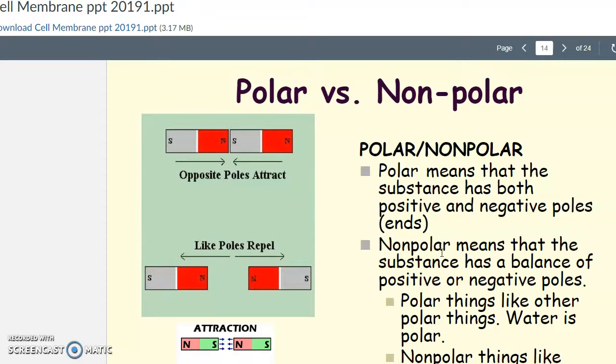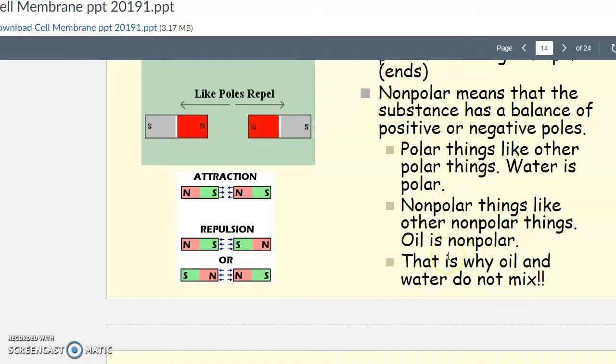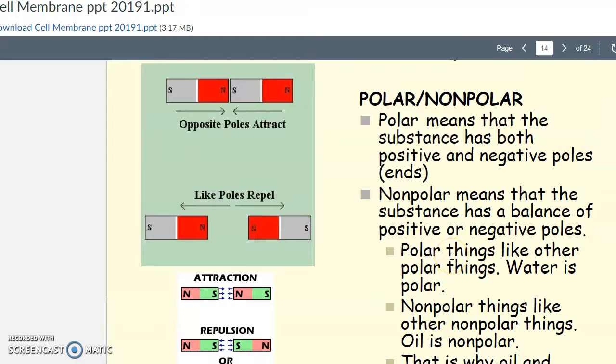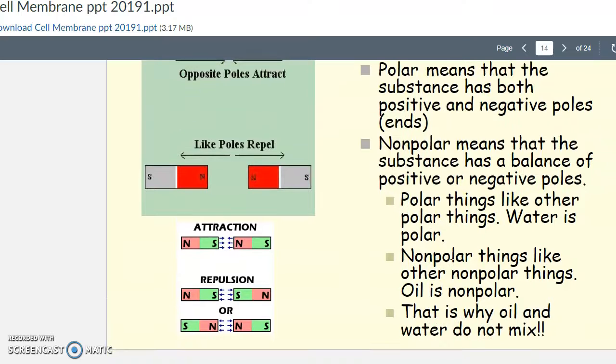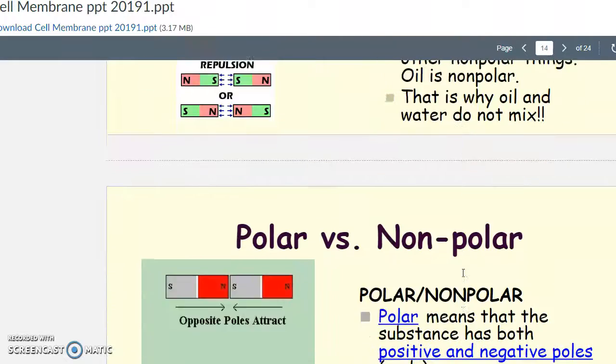So polar versus nonpolar. Polar means that the substance has both positive and negative poles. Nonpolar means that the substance has a balance of positive and negative. Polar things like polar things; water is polar. Nonpolar things like other nonpolar things, and an example is oil. Oil is nonpolar. That's why oil and water do not mix.